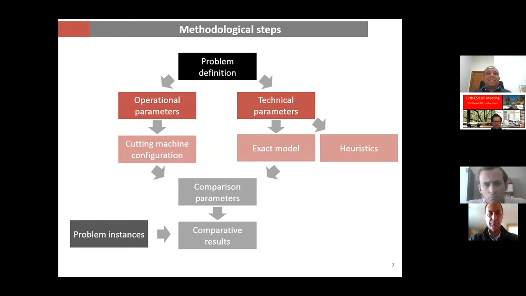We propose three steps to conduct this research. In the first moment, operational parameters must be defined based on the cut machine configuration. In the second moment, the technical parameters to obtain the optimal solution and alternative solutions for each instance. And finally, the comparative parameters and the results obtained with the comparison between the behavior of the comparison parameters of the optimal solution and alternative solutions.